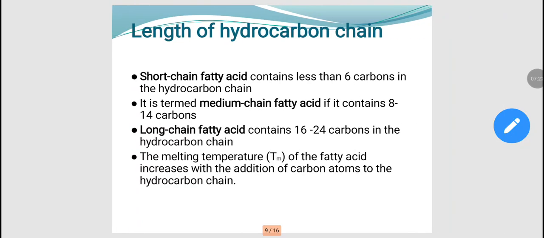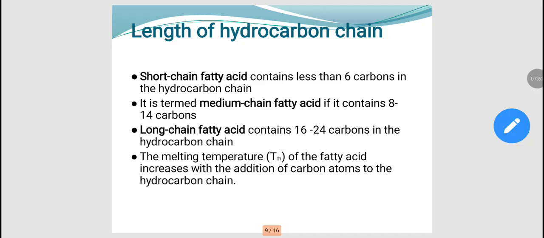Next basis of classification, length of hydrocarbon chain. Short chain fatty acids contain less than 6 carbons in the hydrocarbon chain. Medium chain fatty acids contain 8 to 14 carbon atoms. The long chain fatty acids contain 16 to 24 carbons in the hydrocarbon chain. Very long chain fatty acids contain above 24 carbon atoms.